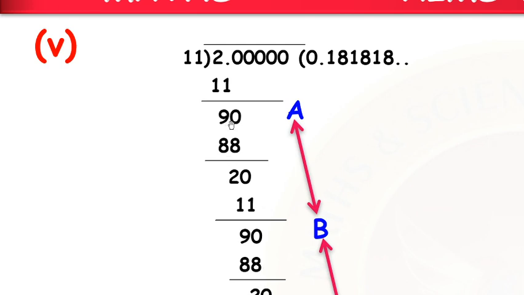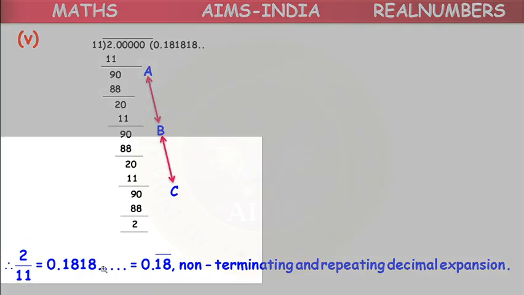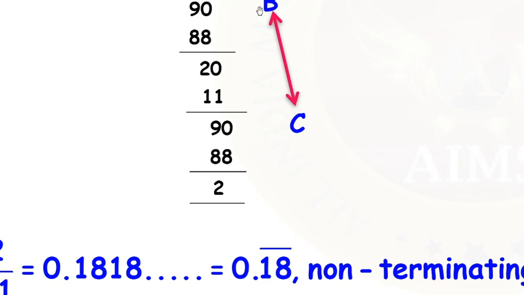Means this 90, let us take it as A. Again this 90, let us take it as B. Means again this process is repeating. Again this process is repeating, because after 90, again we are getting at place C. Again 90 we are getting.